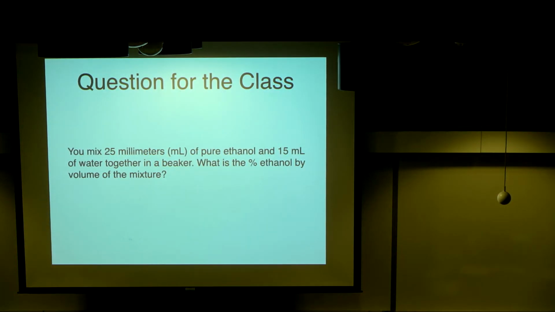So I wanted to ask you this one. This one involves percentages, which are going to come up from time to time, particularly in the lab setting. So I just want to make sure we can do a calculation like this. So let's say you mix 25 milliliters of pure ethanol and 15 milliliters of water together in a beaker to make a solution. So what is the percent ethanol by volume of that mixture? So take a minute to try to work this out, and then we can go through it together.